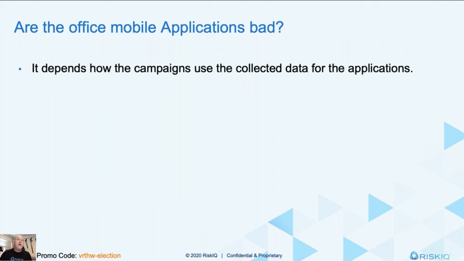Are the official mobile apps bad? Well, it depends how the campaigns use the data that they collect in these applications and websites. What you're going to see is one of the candidates has a lot of collection on the mobile, and the other one has a lot of collection on the website. And the apps all link to the website. So they're kind of doing the same thing, but from two different perspectives. And one is more obvious than the other, and we'll see during our analysis.